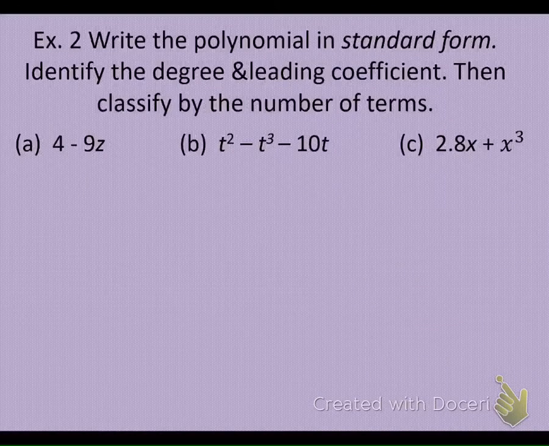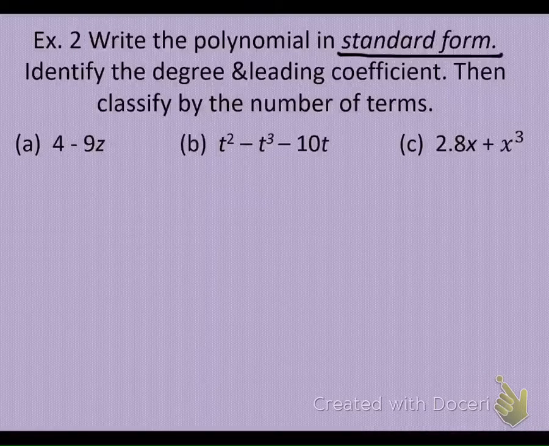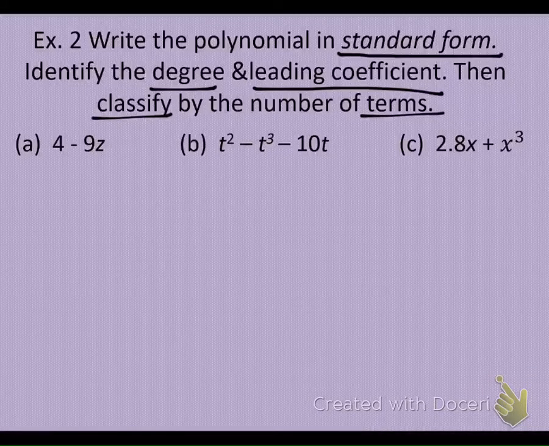Let's highlight the things they're asking us to find, because they're asking us to find quite a bit. Write the polynomial in standard form. If I put this problem in standard form, then it's very easy for me to find all these different parts. It wants the degree, the leading coefficient, and then they want me to classify by the number of terms. But we got to put it in standard form first. So remember, I'm looking for the term with the highest exponent because I want it to be first.